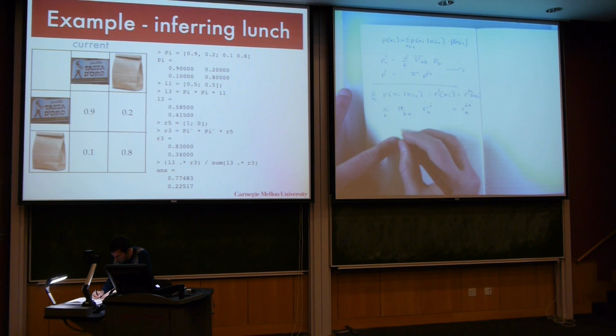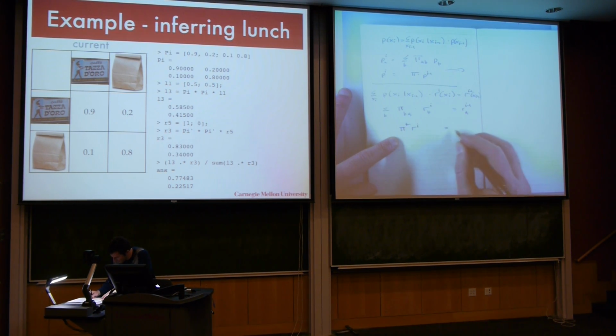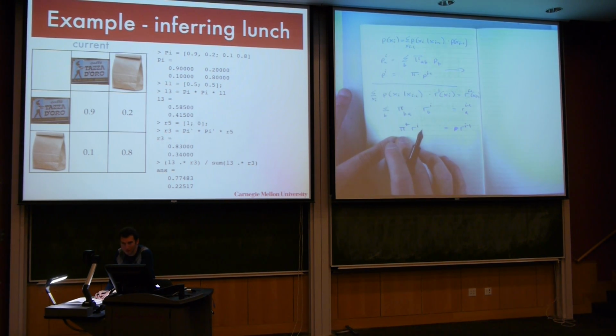So in other words, what we have is that pi transposed R i is R i minus 1. That's why I have to transpose. Does that make sense?